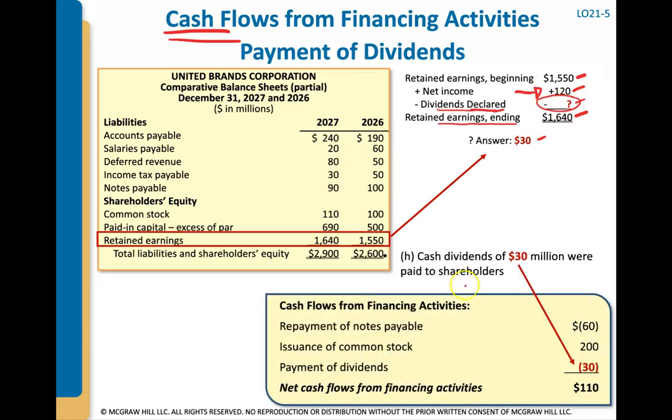And so when we do that, we can finish our statement of cash flows. Payment of dividends is an outflow of $30. And then our total net cash flows from financing activities is $110. The reason why we know we're done is because now we have addressed all the long-term liability accounts, which in our situation was only the notes payable, plus all of our accounts within the stockholders' equity section, which we looked at: common stock, paid-in capital, and now we've addressed the retained earnings portion of it. So our net cash flows from financing is $110.